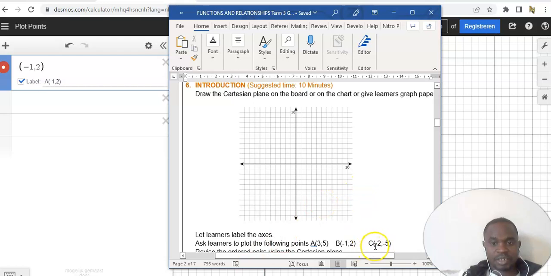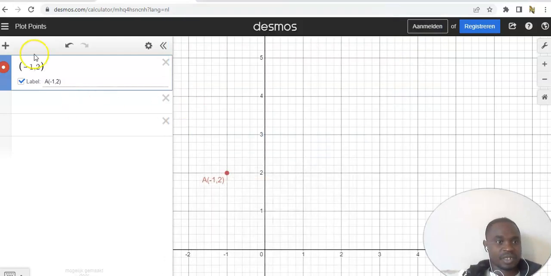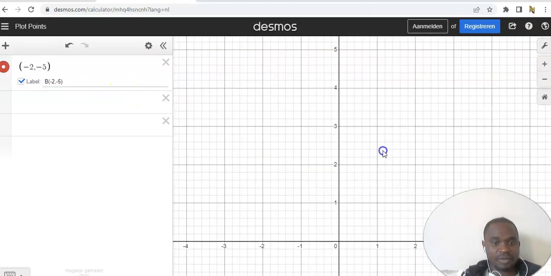We are going to plot (-2, -5). Let me change this one to B. You can call it any name you like. So this is (-2, -5). Okay, let's see how we are going to get that one.